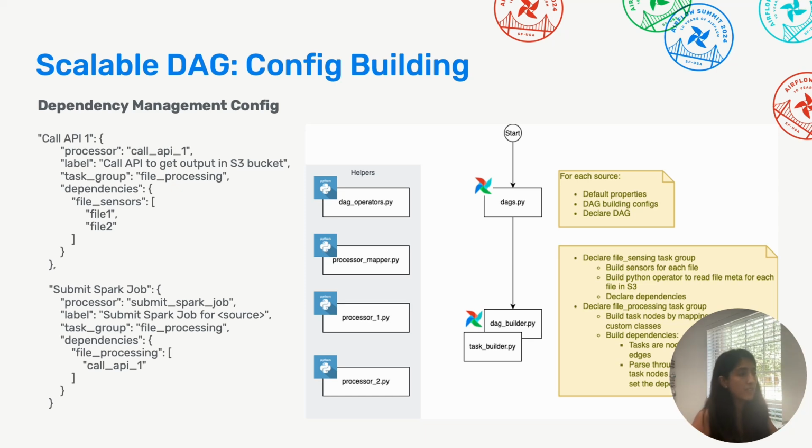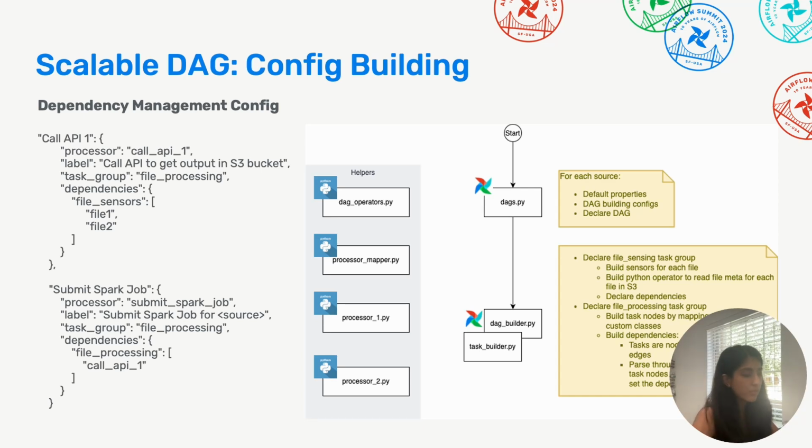Processor1.py is where the actual processing may be happening for that specific processor. In this case, your processor1.py could very well be call_API.py or submit_spark_job.py, something like that. And then on the right side, you see dags.py. Dags.py is where you would declare your DAG. For each of your sources, you will write your DAG building configs, and then you will declare your DAG with the with DAG statement. The dag_builder.py and the task_builder.py are the two actually important pieces here. That is where we're going to create our different task nodes and define dependencies.